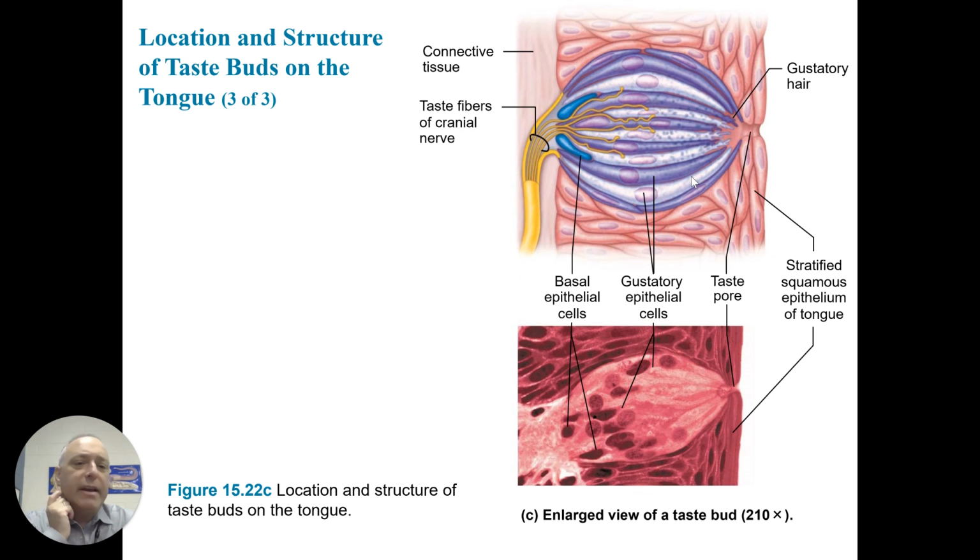And then here is an up-close picture of the taste cell, the gustatory epithelial cells, as well as the gustatory hairs. And you can see the first cranial nerve coming in, innervating this epithelial cell. So this would be on the tongue. This would be one of the taste buds.